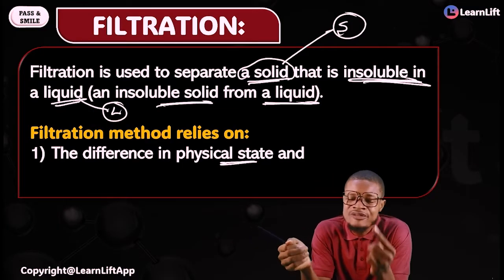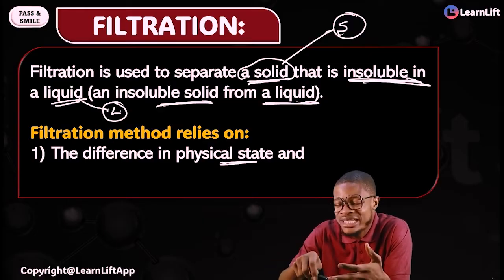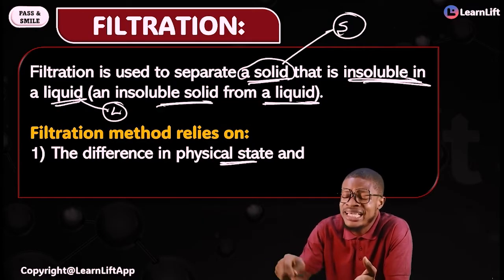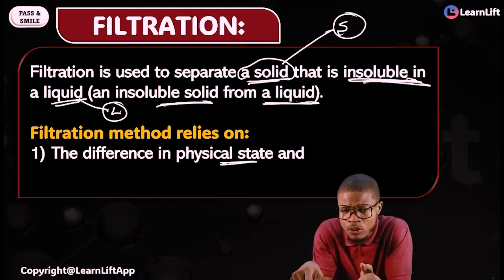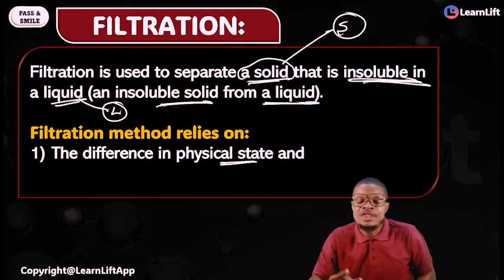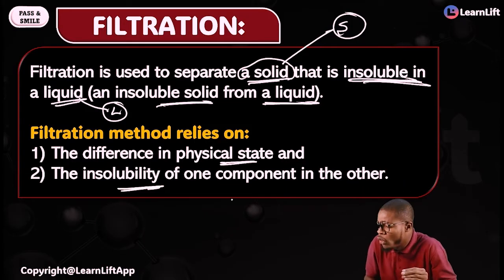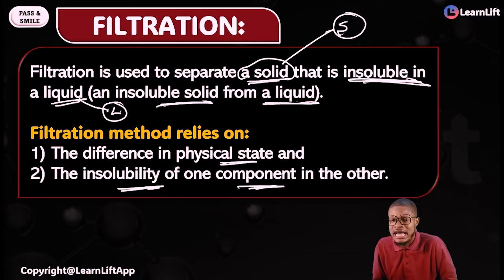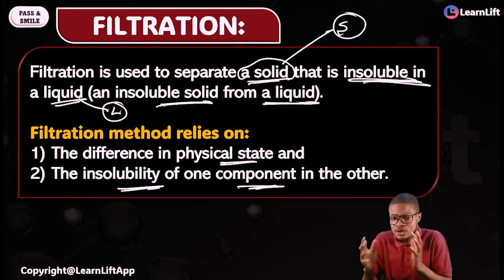Number one is called differences in their physical state. So one must be solid, the other one must be liquid. And that solid must be insoluble in the liquid, meaning it will not dissolve in the liquid. And the second thing that it relies on is called the insolubility of one component in the other. In other words, one component must be insoluble in the other.